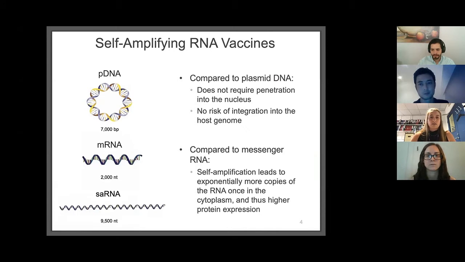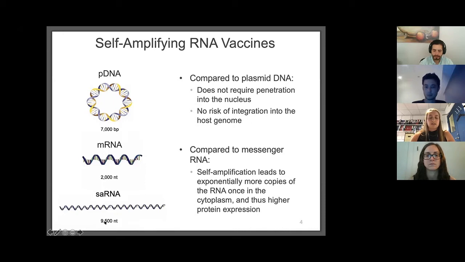So going into self-amplifying RNA vaccines, on the left are the three different nucleic acid vaccines that are currently available: plasmid DNA at the top, messenger RNA, and then at the bottom, self-amplifying RNA. You'll notice there are a few structural differences between each of these. The plasmid DNA is double-stranded and in a circular form. For the constructs we use, they're usually around 7,000 base pairs. The messenger RNA is linear and single-stranded, and around 2,000 nucleotides.